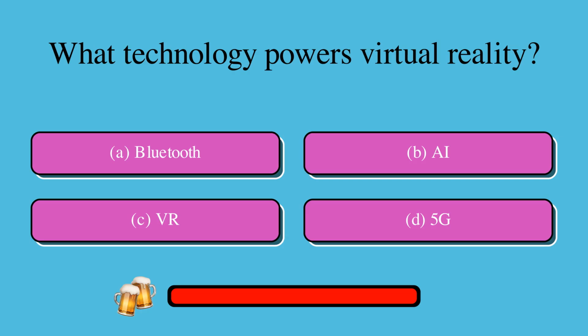What technology powers virtual reality? Is it A, Bluetooth, B, AI, C, VR, or D, 5G? The correct answer is C, VR.